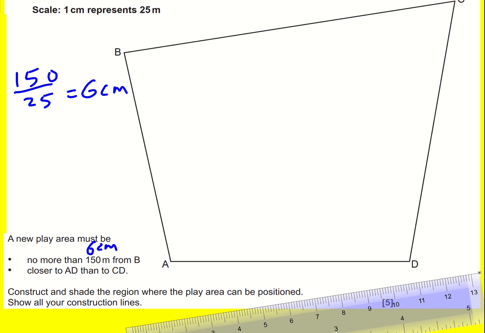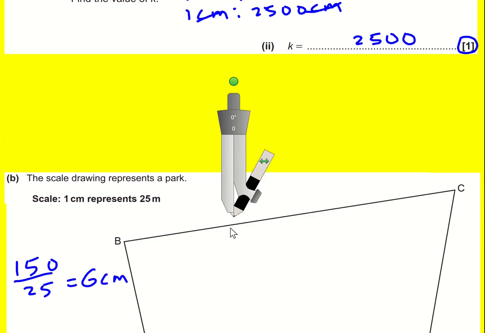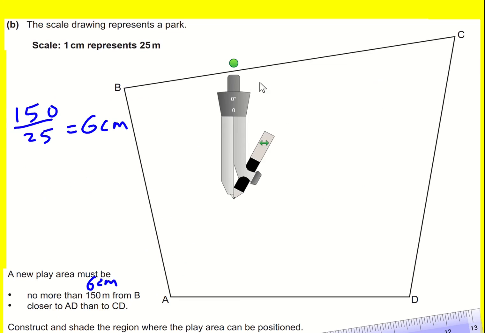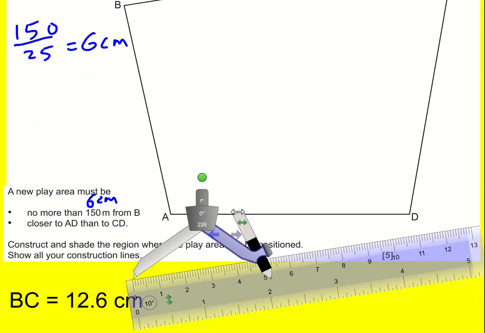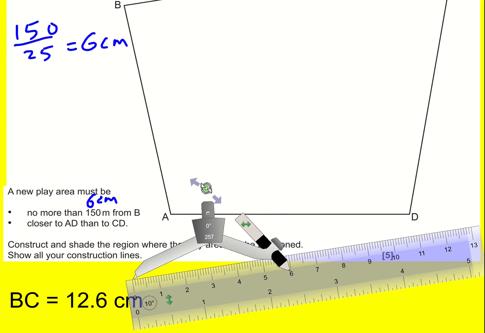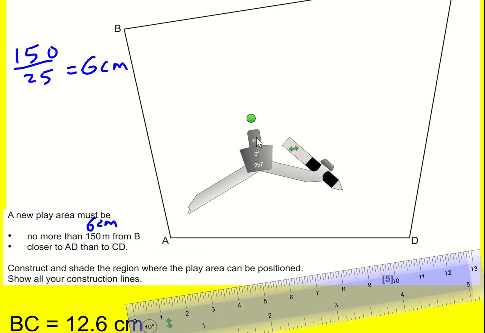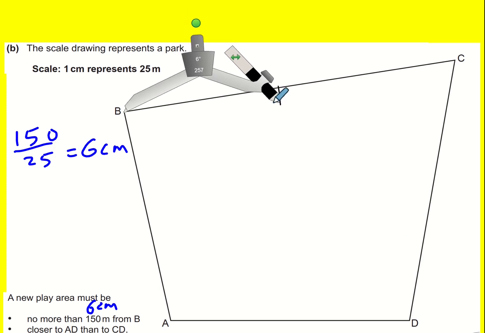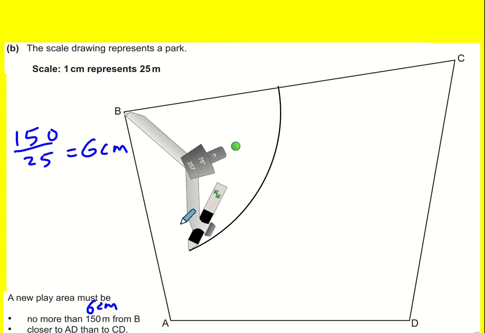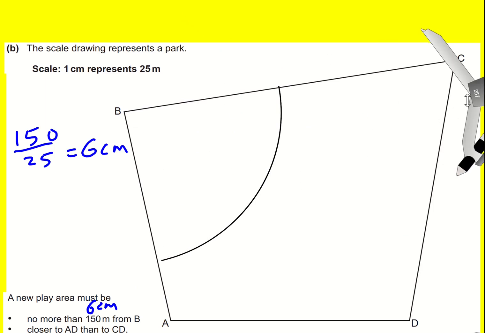We'll need a compass for this. And we'll set it up so that it is 6 centimeters, which you can just about get away with. It's pretty good. Right, so no more than 150 meters from B. So I can draw this arc around like that. That is precisely 150 meters from B, so it's got to be less than that. The points are going to be inside here.